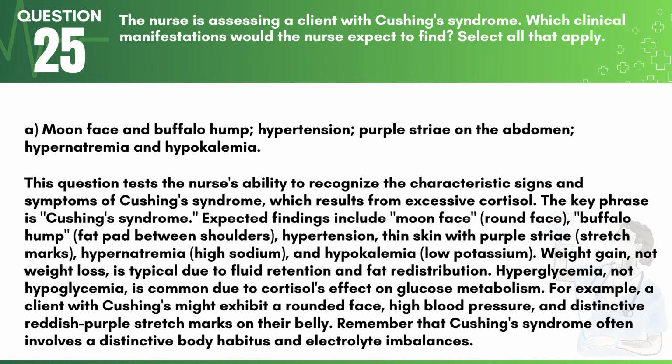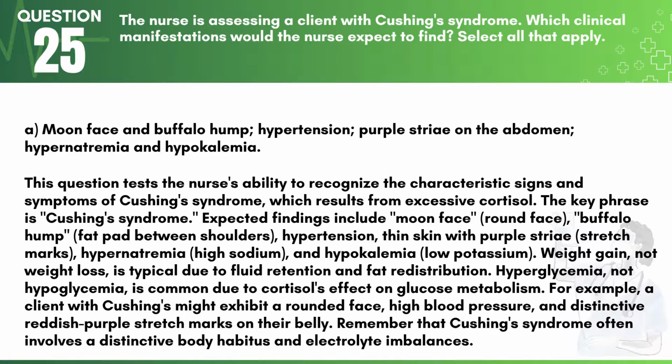Answer. Moon face and buffalo hump, hypertension, purple striae on the abdomen, hypernatremia and hypokalemia. This question tests the nurse's ability to recognize the characteristic signs and symptoms of Cushing's syndrome, which results from excessive cortisol. The key phrase is Cushing's syndrome. Expected findings include moon face, round face, buffalo hump, fat pad between shoulders, hypertension, thin skin with purple striae, stretch marks, hypernatremia, high sodium, and hypokalemia, low potassium.